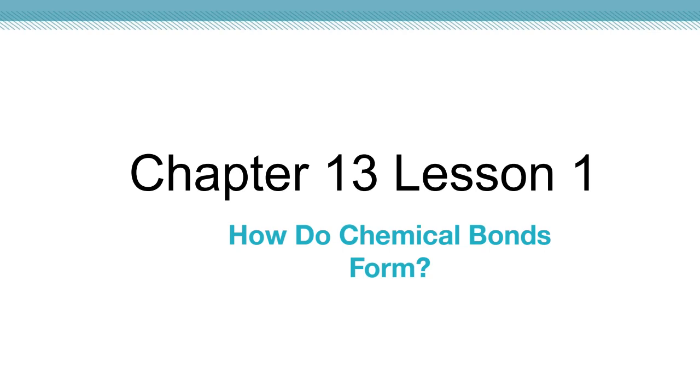Okay, so you guys just finished learning all about atoms and the structure of atoms and the periodic table and how that has to do with electrons. And now we're going to put all that knowledge together and talk about forming different types of bonds. We're going to start out lesson one with ionic bonds and metallic bonds.